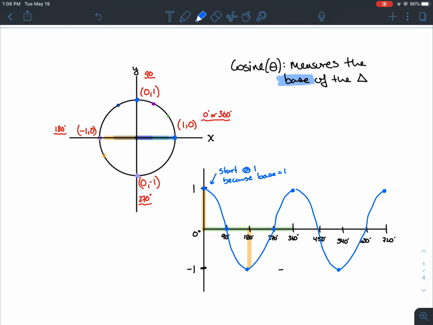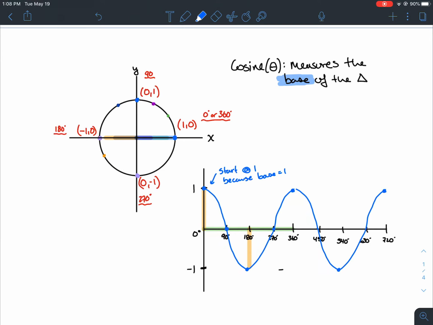So our graphs look very similar, but they start at different places and they're kind of shifted just a little bit. But the period and the amplitude are always the same as long as we're using the same circle. And in this case, we are with the unit circle. And that's what we're going to be looking at going forward.